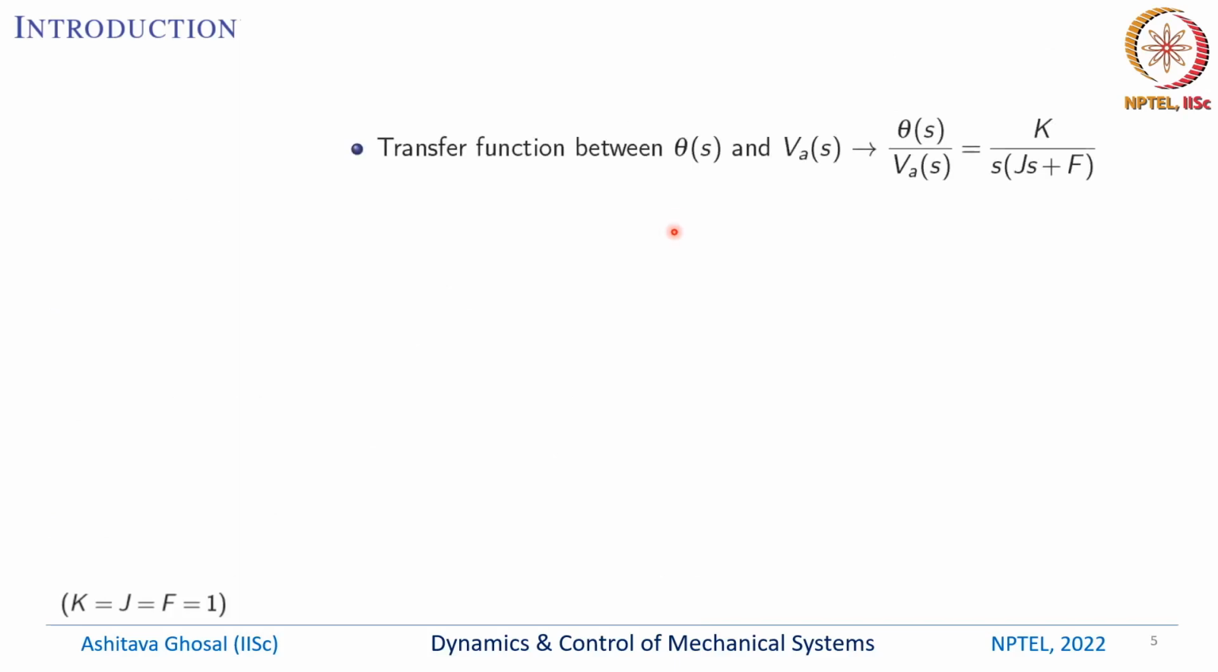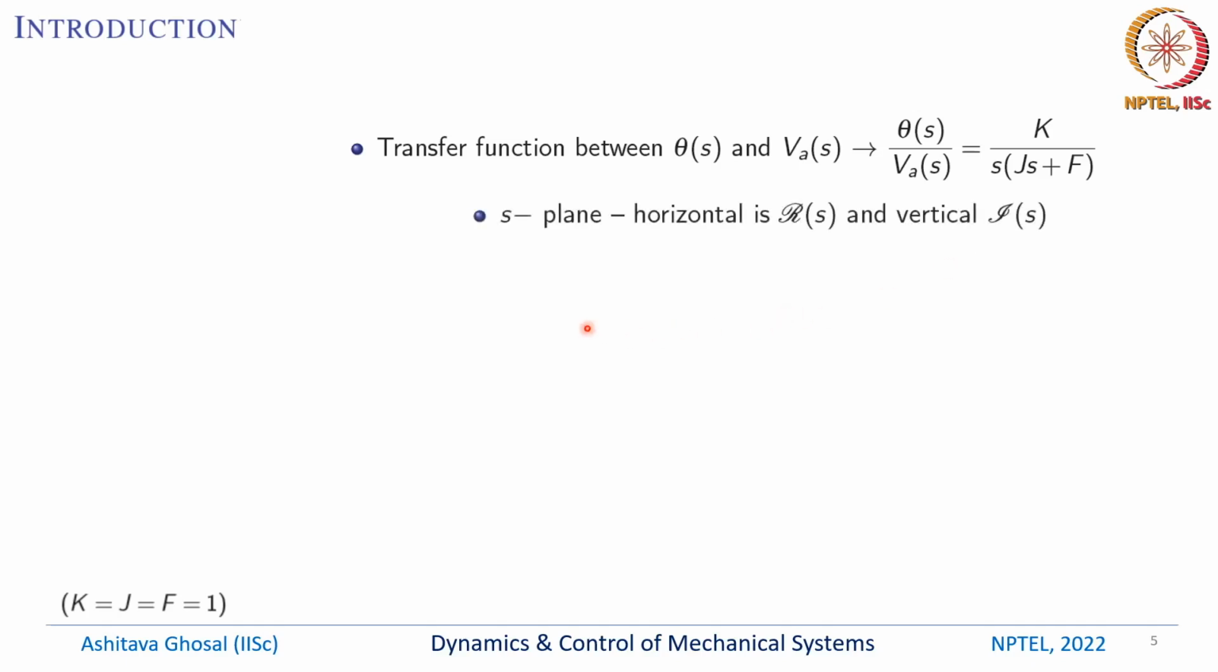To repeat, the transfer function between the rotation of the motor shaft, which is theta s, and the applied voltage, which is Va of s, is given by theta s divided by Va of s is equal to k divided by s into (js plus f). So recall, j has to do with the inertia of the system, f is the friction, and k has to do with the kt and kg and Ra, the properties of the motor.